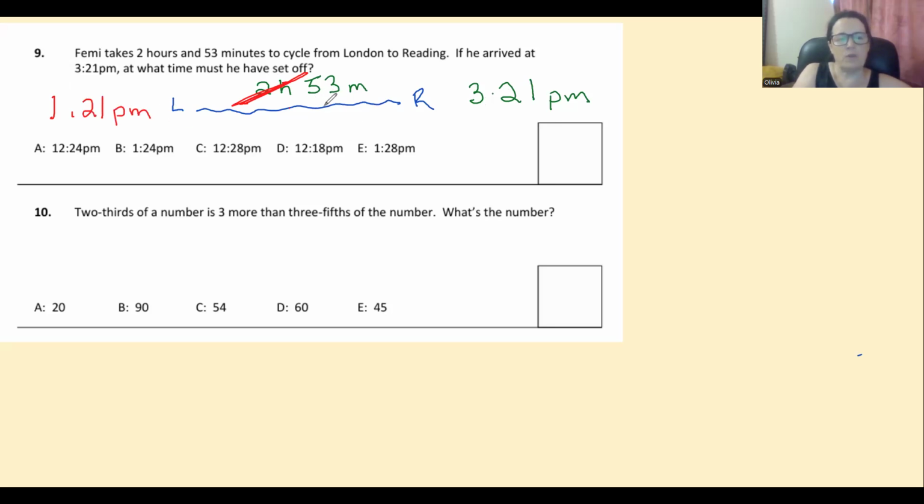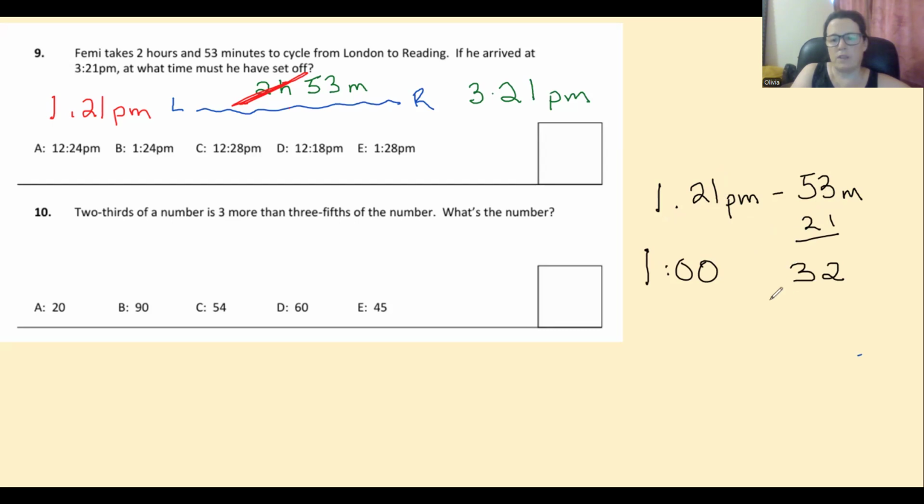However, it's not 1:21 p.m. because I still have that 53 minutes to take away from 1:21 to get the time. I'm going to write it over here. So I have 1:21 p.m. subtract 53 minutes. Well, I'm going to subtract 21 minutes first to bring me to 1 o'clock. So 1 o'clock is going to be 21 minutes from 53, which is 32.